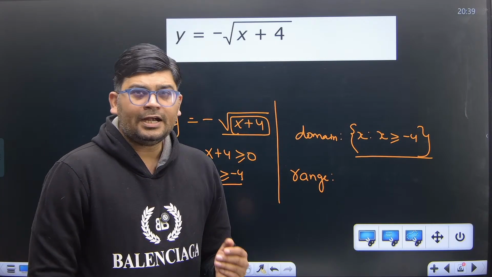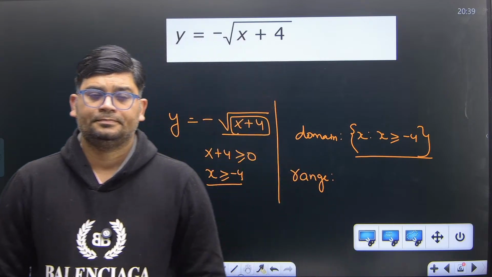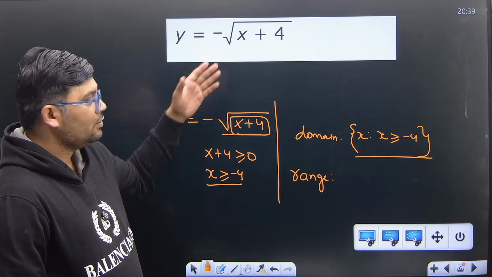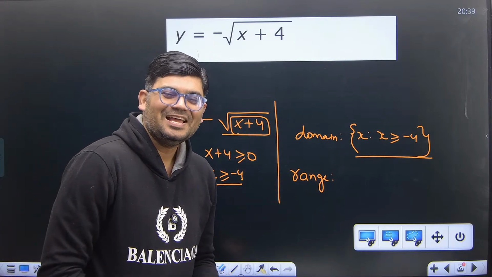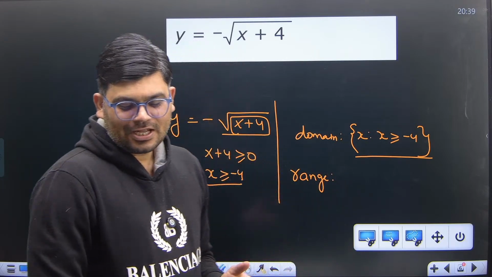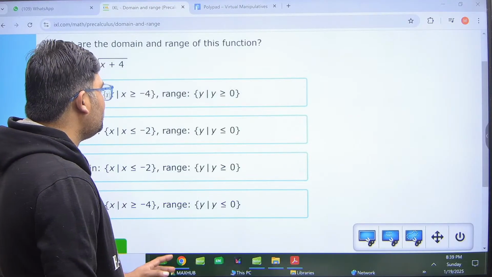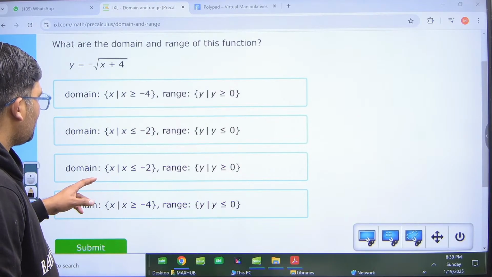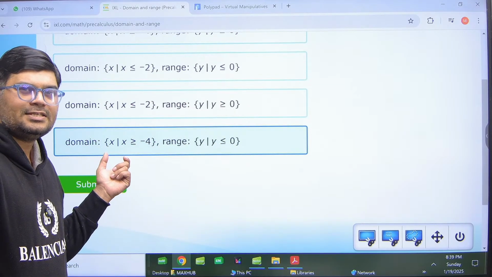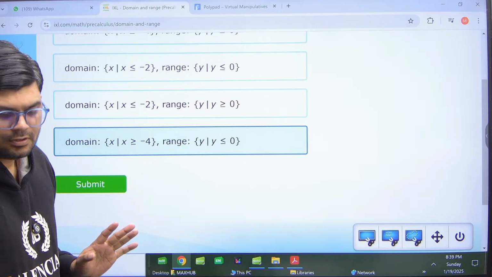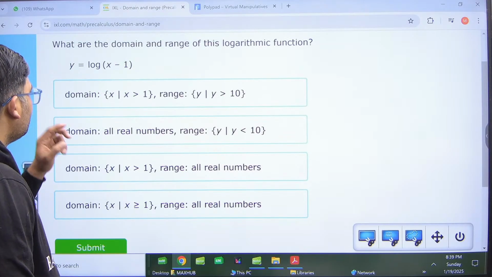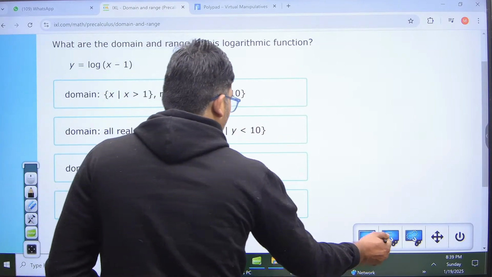Okay, good one. Can it take negative values? No. Why can't it take negative values? Oh, no, it can take negative values. It will only take negative values. Apart from 0, the only value that it can take is negative. So the range is y is less than or equal to 0. Are you getting it? The range is y less than or equal to 0 and the domain is x greater than or equal to -4. Understood? Yes. Sure? Okay. Next question, beta. Y is equal to log of x minus 1.